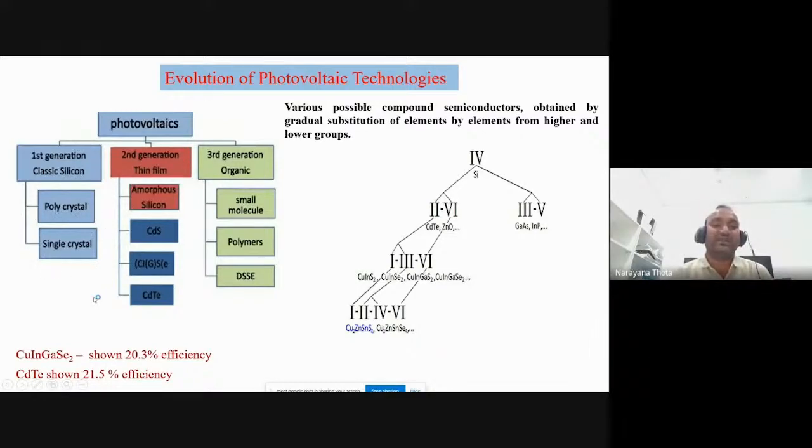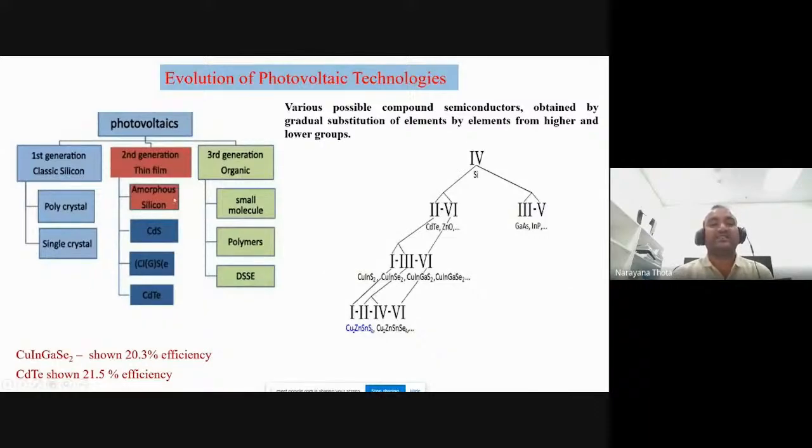The problem with this material is that it is an indirect band gap material. It requires a lot of thick material to absorb the radiation. Also, purification of the silicon is a very costly and laborious process. It involves too many steps, and also a high temperature treatment. So we have to use the Siemens process or the melt growth process to get the silicon wafers. That's why the cost of these materials is high.